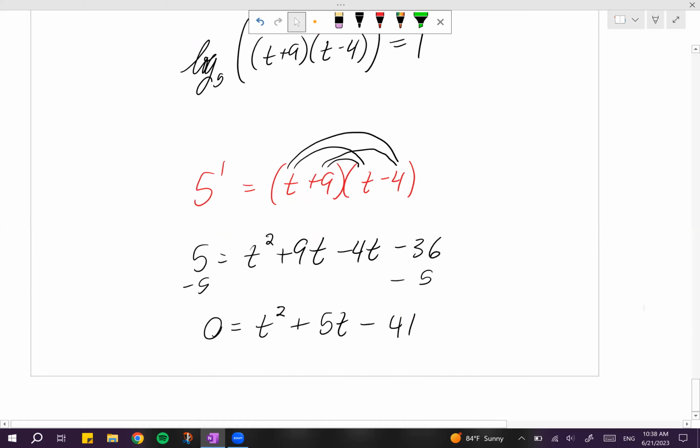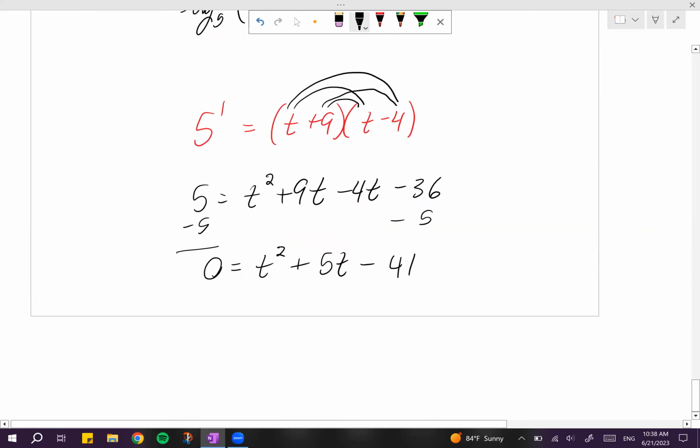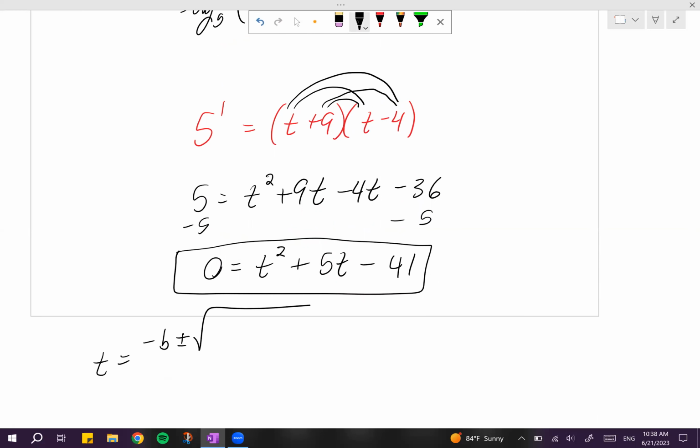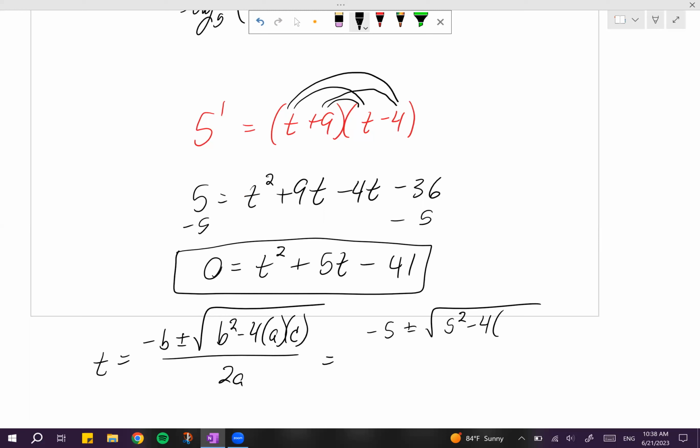All right. Now that I have it like this, I can use the quadratic formula, which says t is equal to negative b plus or minus the square root of b squared minus 4ac, over 2a. All right, so plugging in what I've got, I'm going to have negative 5 plus or minus the square root of 5 squared minus 4 times a, which is 1, times c, which is negative 41, over 2 times a, which is 1.